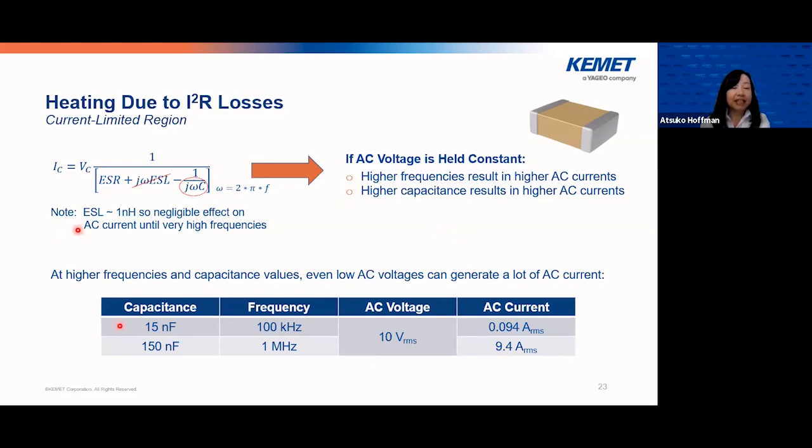Here are some examples. You have a 15 nanofarad MLCC operating at 100 kilohertz, and the AC voltage is 10 volts RMS, and you get about 94 amps RMS current. If you use larger capacitance at higher frequency, say 150 nanofarad at 1 megahertz, even though the AC voltage is the same, 10 volts RMS, you can get a lot more current, 9.4 amps RMS.